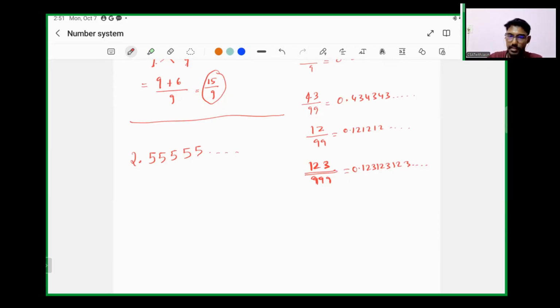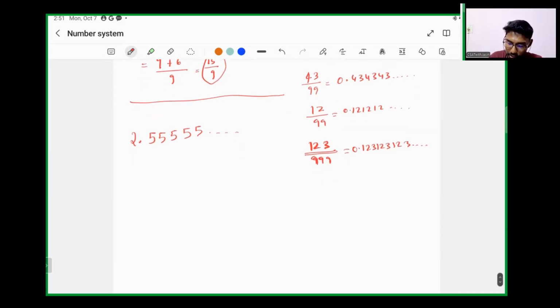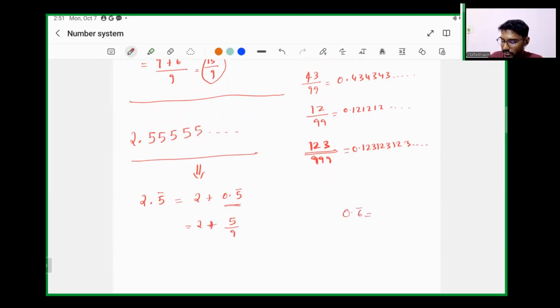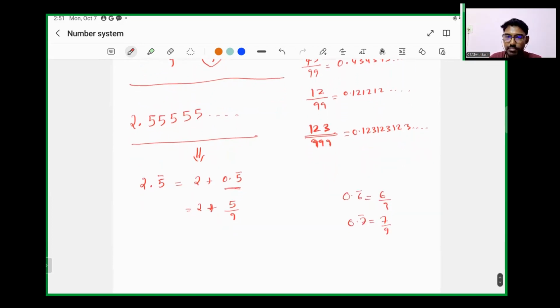Okay, you're getting 23 by 9. So what you need to do, you need to first split this one, the 2.5 bar. This is 2.5 bar. You can write it as 2 plus 0.5 bar. Okay, so this is 2 plus 0.5 bar. You can write it as 5 by 9. Just remember 0.6 bar, you can write it as 6 by 9. 0.7 bar, you can write it as 7 by 9. Similarly, 0.5 bar, you can write it as 5 by 9.